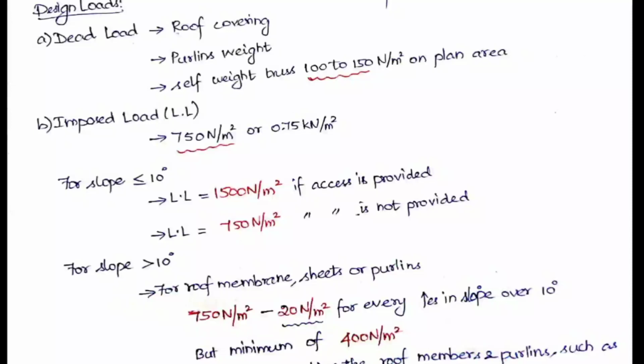What we should do is 750 minus 20 into 20, because 30 minus 10 is 20 degrees. So 20 times it has to be reduced by 20. So it is 750 minus 20 into 20, so you will be getting 750 minus 400. The answer will be 350 Newton per meter square. But see the next line: a minimum of 400 should be given. So if it is coming below that, you should at least provide 400. If this is the question they asked, the answer should not be 350. It should be 400 Newton per meter square only.